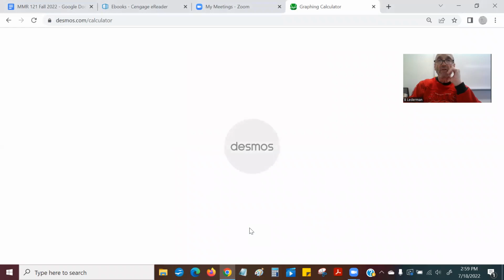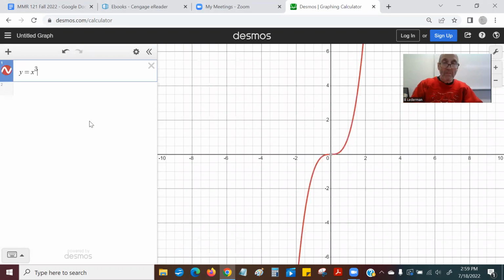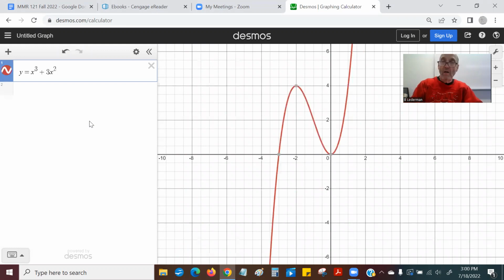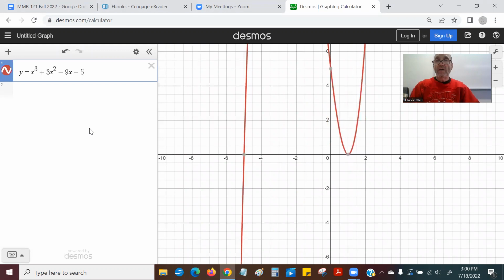We are in Desmos. I'm putting in the original function, y equals x to the third plus 3x squared minus 9x and then plus 5. And as you can see, whoa, this is pretty good. So that's -5, 0. That's 1, 0, just like we thought. That should be 0, 5, just like we thought.